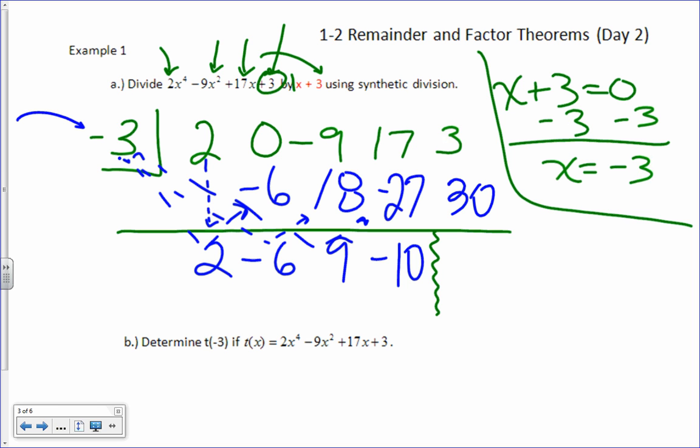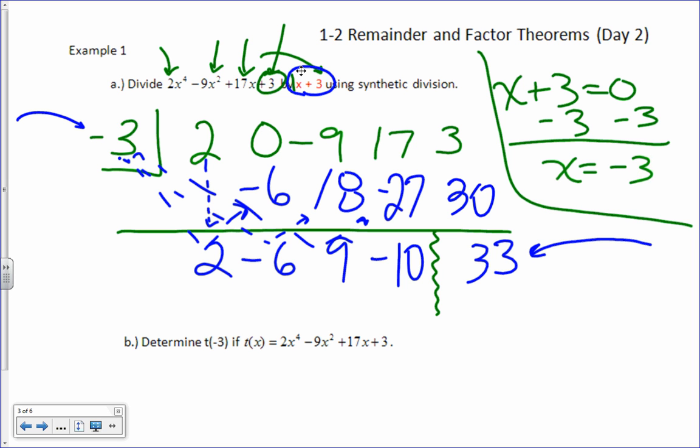You add it together, and 33 is the remainder. So for negative 3 to have been a zero, I would have had a remainder of 0. In other words, we would have really divided it out. But we know right now that x plus 3 is not one of the factors, because it did not divide out evenly. There was a remainder. Okay, it didn't come out perfectly.